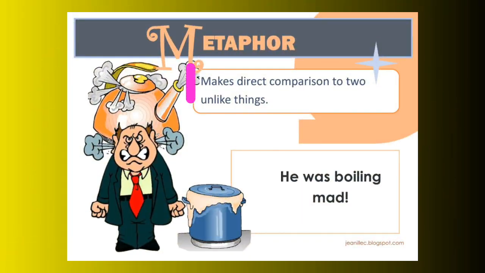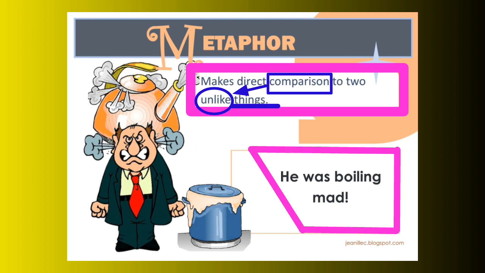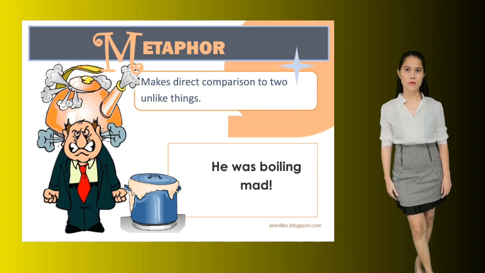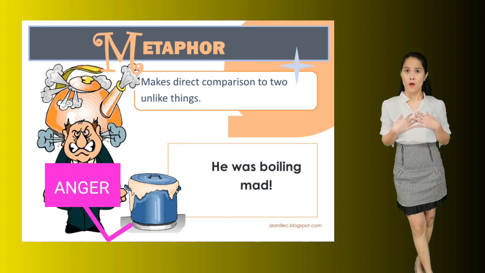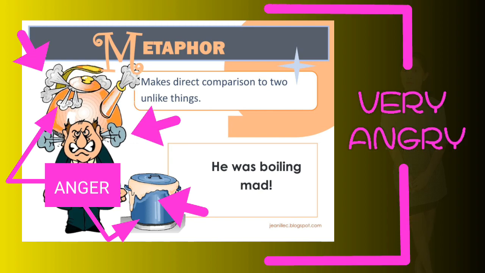Metaphor. It makes direct comparison to two unlike things. He was boiling mad. Metaphor is direct comparison, therefore it makes comparison with the absence of as and like. In the statement, "he was boiling mad," a person's anger is compared to that of a boiling pot, which gives up steam, overflows, and is very hot. Thus, this means the person is very angry.